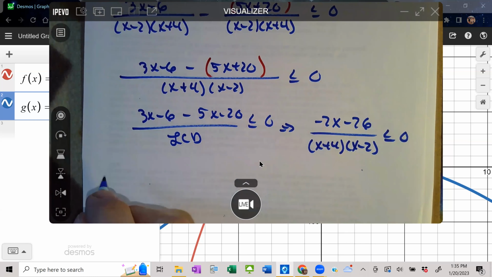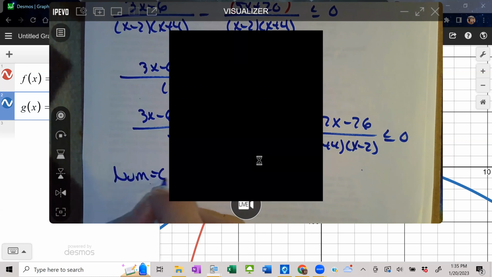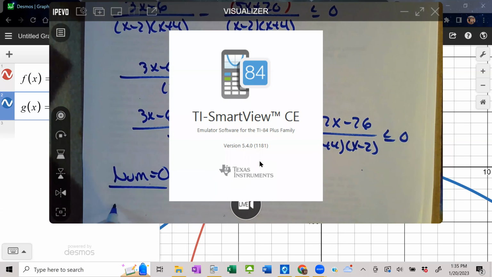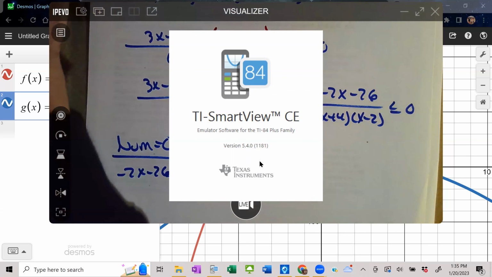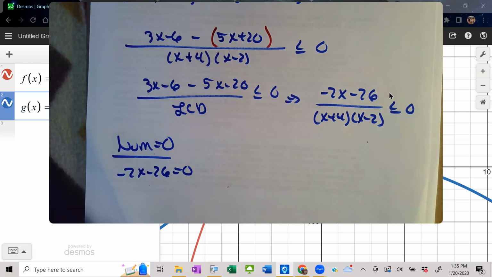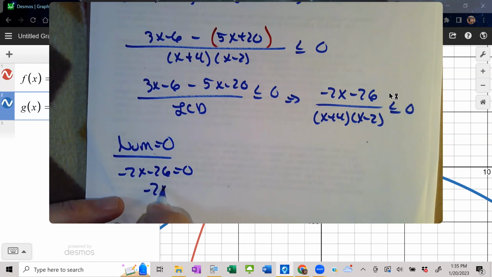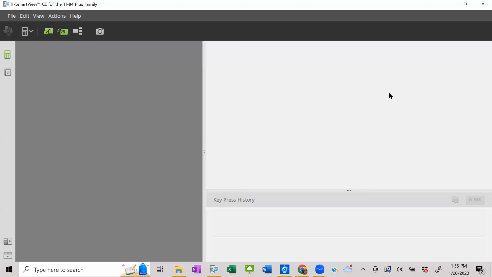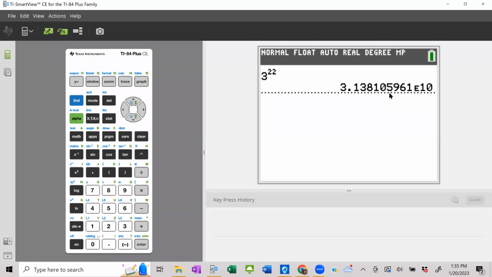We're going to need to know where the numerator equals 0. That's going to be negative 2x minus 26 equals 0, or negative 2x equals 26, or x equals negative 13. As far as where the denominator equals 0, that we can kind of read off. That's going to equal 0 when x equals negative 4 or x equals 2.